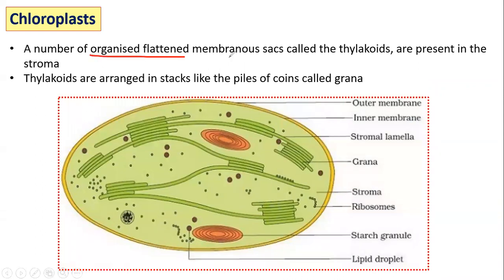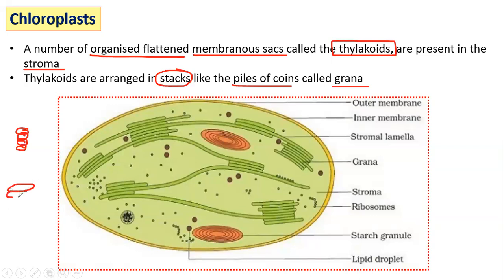A number of organized, flattened membranous sacs, known as thylakoids, are present in the stroma. Inside the stroma you will find these stack-like, flattened membranous structures, which you will call thylakoids. Thylakoids are arranged in stacks like piles of coins, called grana. So a number of thylakoids combine together to give a structure known as the grana. Clear?